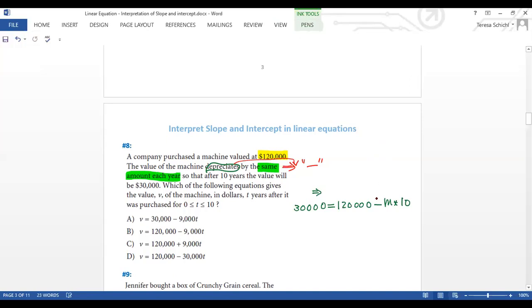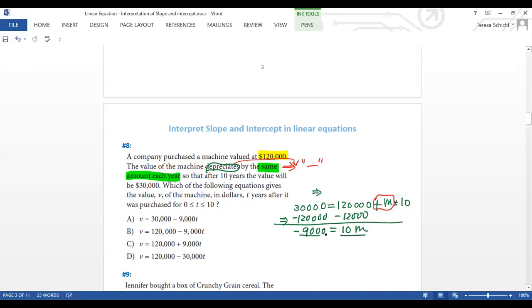So this is very important. It's a negative m, right? That means the m is negative here. I think I better write this one here, so you will see the m is going to be negative. Now I can do the minus 1200, minus 1200. So this is a negative 9,000, right? So it's equal to the 10m.